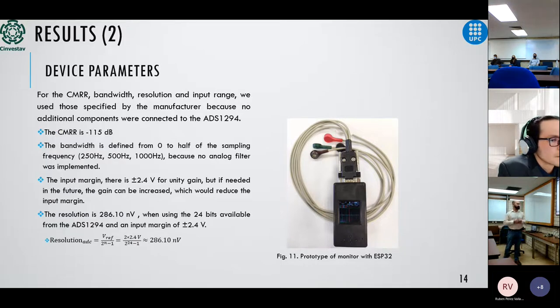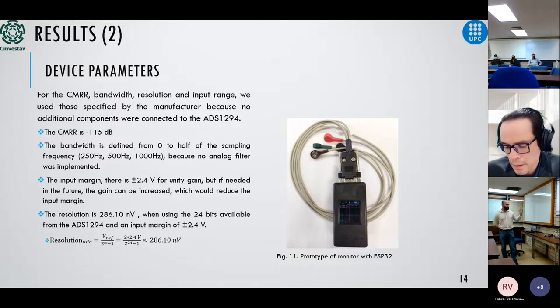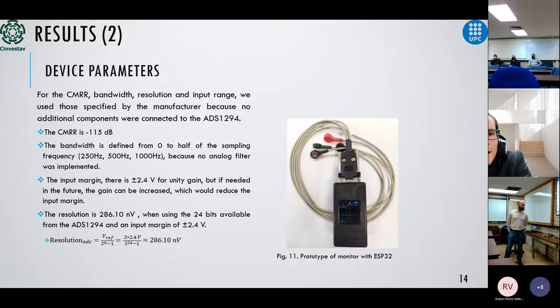In the case of common mode rejection, bandwidth, resolution and input range, we use those specified by the manufacturer because no additional components were connected to the ADS1294. The common mode rejection is minus 150 dB, and the bandwidth is defined from 0 to half the sampling frequency. In this case, we can select between 250, 500, and 1,000 because no additional filter was implemented. The input range is plus or minus 2.4 volts for unit gain, but in the future we can increase the gain. The resolution is 286 nanovolts when using 24 bits of resolution at the input range of plus or minus 2.4.